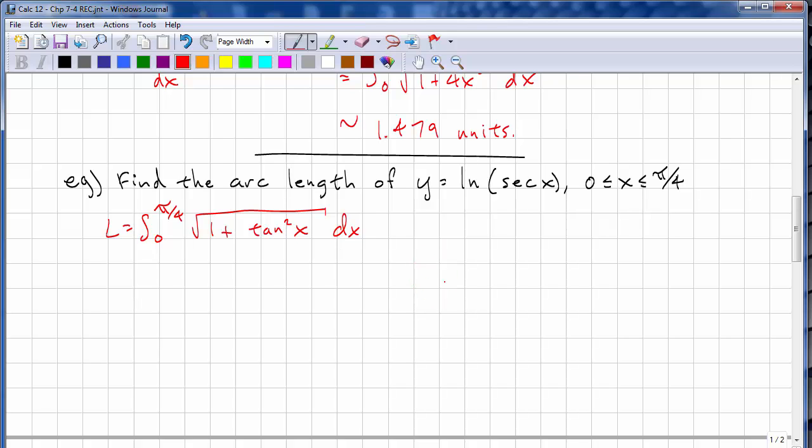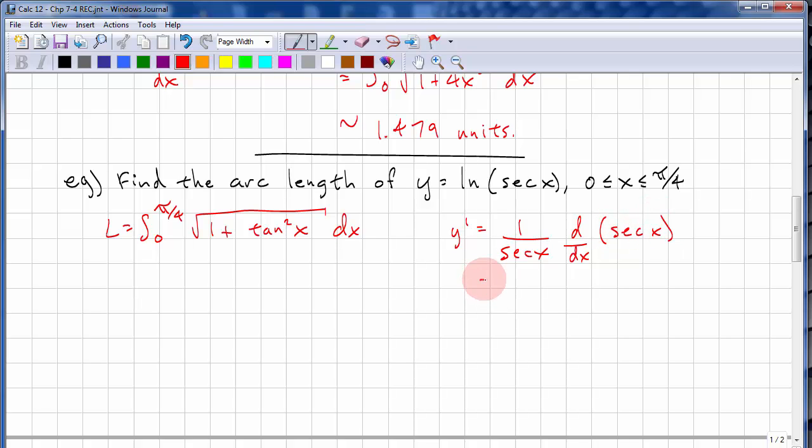Okay, let's look at a much more difficult problem. Finding the arc length of y equals ln secant x from 0 to pi over 4. And the reason why this one is more difficult is this one can be done analytically. And I've already done the derivative here, but let's go through it. Okay, so to find the derivative of this is a composition, so we need to use the chain rule. So y prime equals 1 over secant x. The derivative of ln is 1 over u. And we need to take the derivative of secant x.